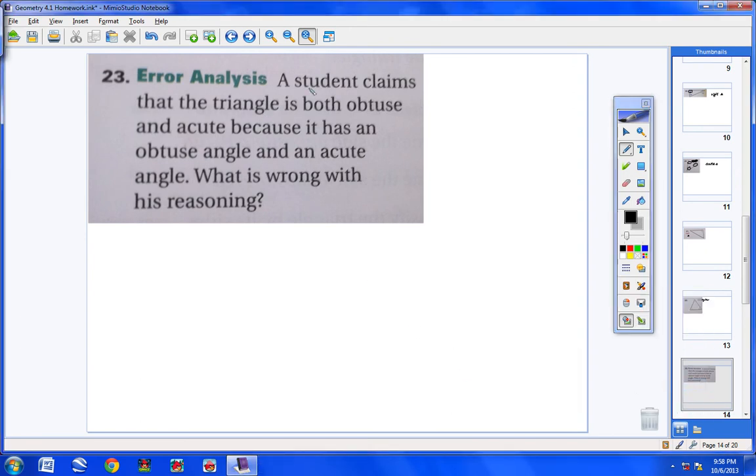Number 23 reads as follows. A student claims that the triangle, and of course the triangle he's referring to is right there in your book. I did not copy that, but it looks something like this. I'll very quickly try to draw it for you. Looks like this, this, and this. There we go. And I guess we have 30, 20, and 130.